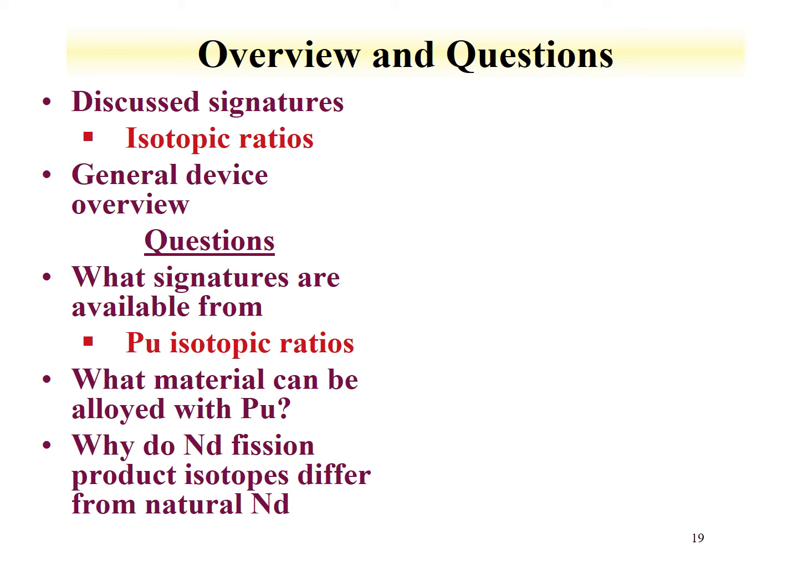In this lecture, we reviewed signatures that are germane to nuclear forensics, particularly isotopic ratios: plutonium isotopic ratios, americium isotopic ratios, and curium isotopic ratios. These are particularly useful in determining the origin of plutonium-containing material, the length of an irradiation, and the type of reactor in which it was irradiated. We also discussed some general overviews of devices and how those are germane to nuclear forensic signatures.